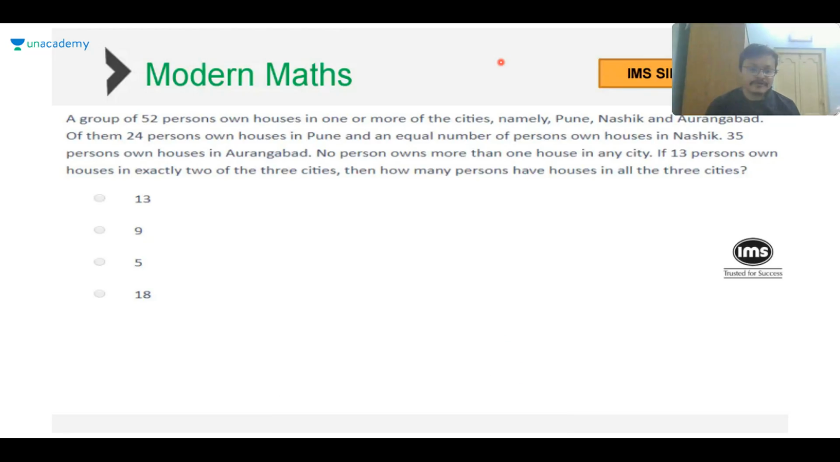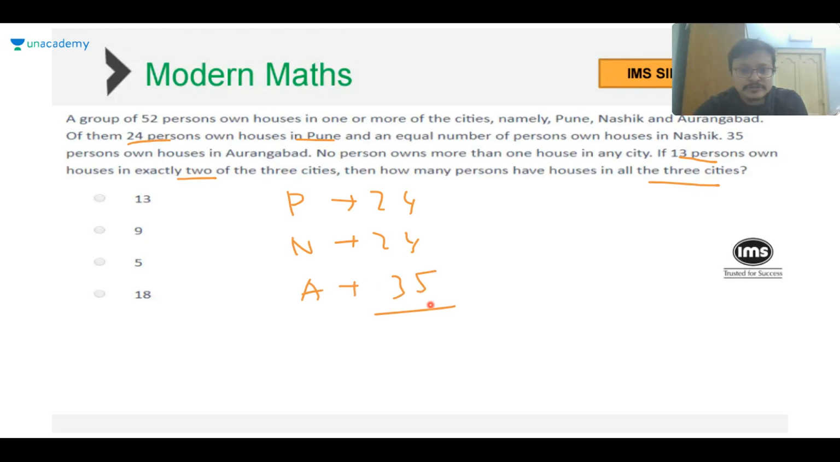So I'm getting divided between B and C. So first thing, 24 people own houses in Pune and 13 people own houses in exactly 2 cities. The question is asking how many own houses in all the 3 cities. So Pune 24, Nashik 24, Aurangabad 35. What is the total count? 83. The total count is 83.